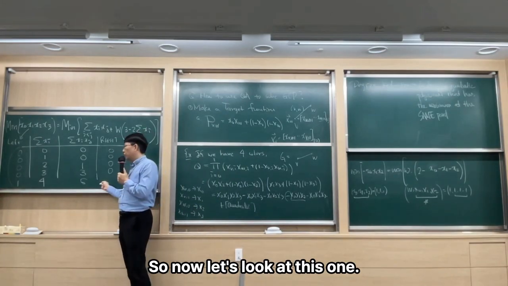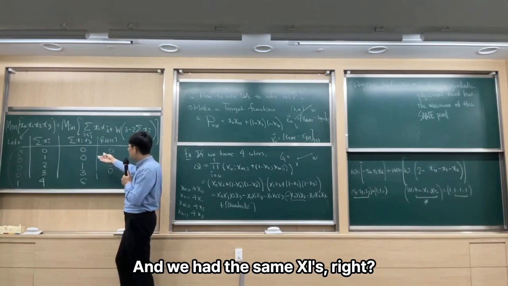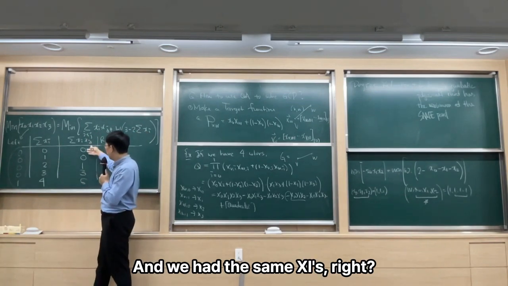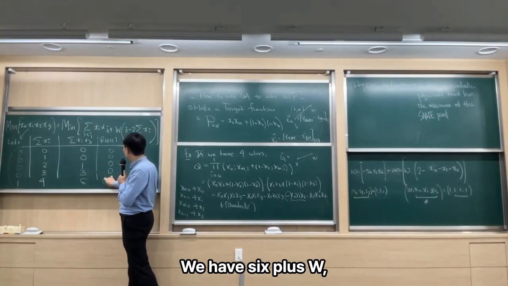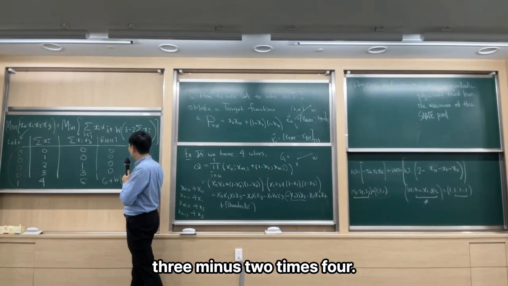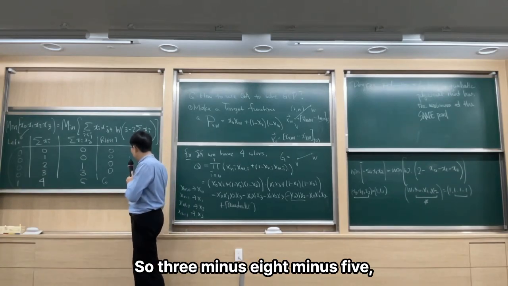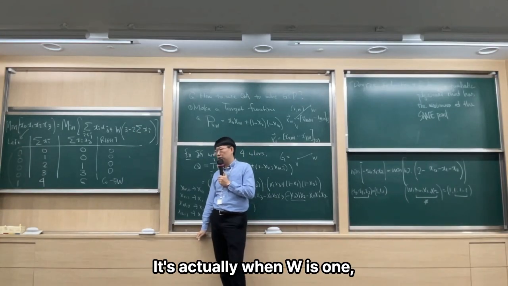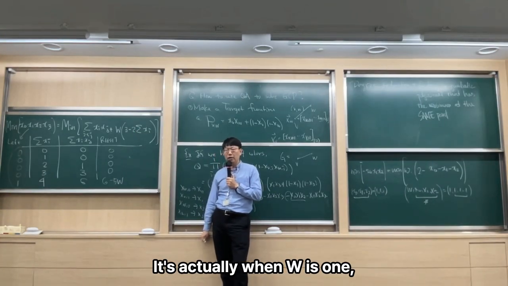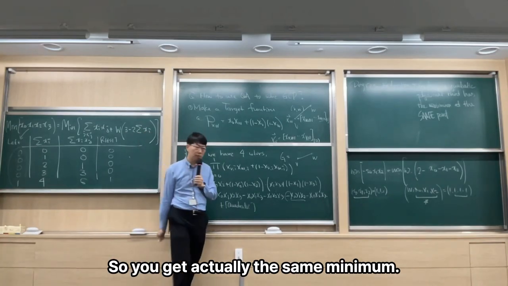So now let's look at this one. So far we got the same minimum, right? And we had the same xi's, right? We have the same xi's. And let's look at the last one. We have 6 plus W, 3 minus 2 times 4. So 3 minus 8, minus 5. Minus 5W. So when is minimum? It's actually when W is 1, then the minimum is 1. So you get actually the same minimum.